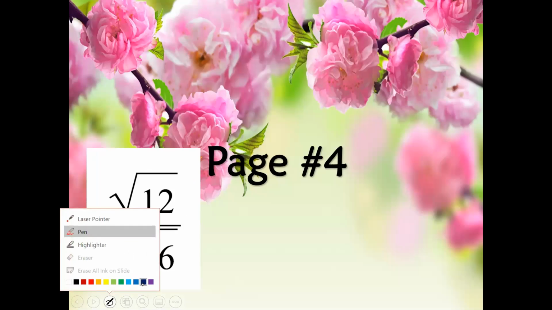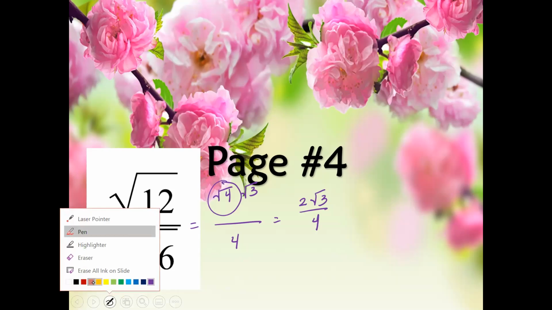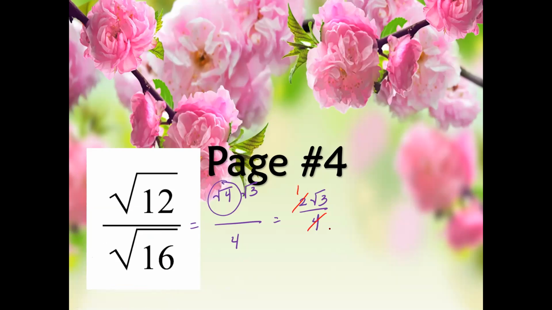Next one, here we go. Square root of 16 is actually a 4. On top, you can break it down so it's a 4 and a 3. Square root of 4 gives me a 2. And I can divide 2 on both, top and bottom, which then gives me a square root of 3 over 2. And notice there is no square root.